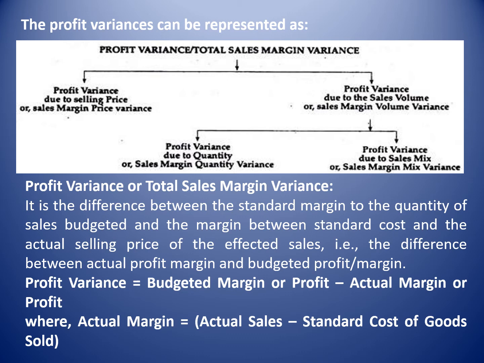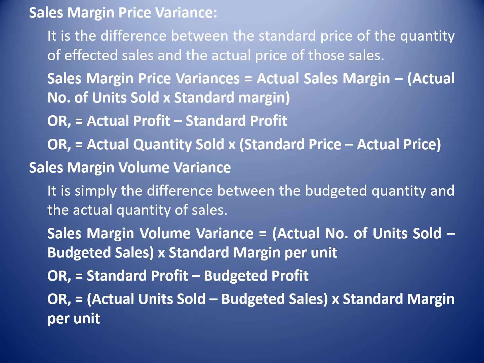Profit variance or total sales margin variance means the difference between the standard margin on the quantity of sales budgeted and the margin between standard cost and the actual selling price of the effected sales. That is the difference between actual profit margin and budgeted profit or margin. So, profit variance equals budgeted margin or profit minus actual margin or profit, where actual margin means actual sales minus standard cost of goods sold.